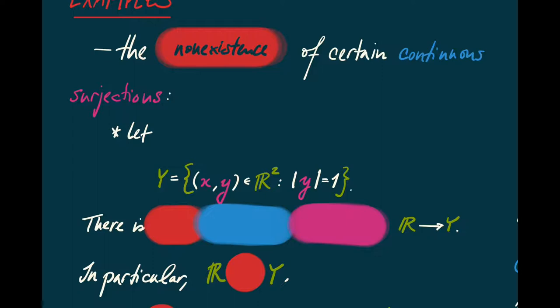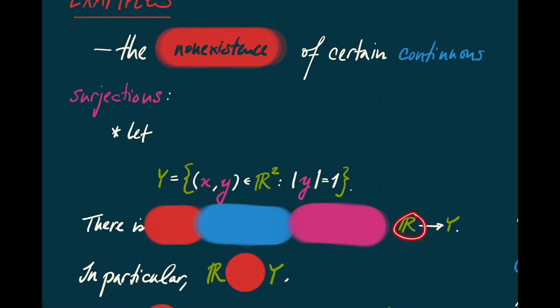For example, we can contemplate the subspace Y consisting of those points in the plane such that the y-coordinate has absolute value 1. This is the union of two vertical lines in R2. This is not a connected subspace. If I look at the subset consisting of points of the form (x, 1) and ignore the points of the form (x, -1), then I'll find myself a Clopen subset of Y. So Y here is definitely not connected.